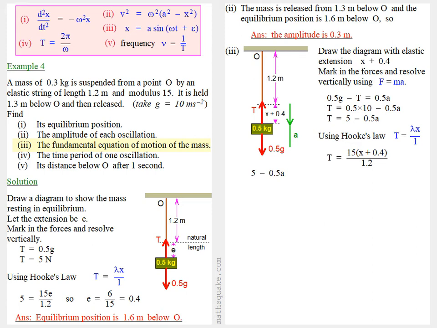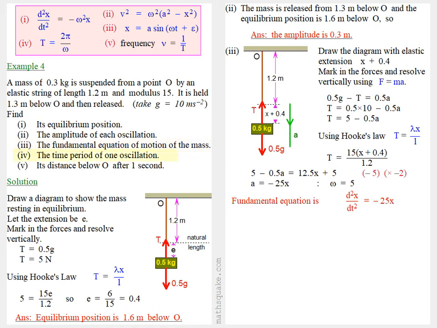Now T becomes 5 minus 0.5a, and on the right hand side 15 over 1.2 is equal to 12.5. So we have 12.5x plus 12.5 times 0.4, which is plus 5. Now we can subtract 5 from both sides and multiply both sides by minus 2. And that gives us a is equal to minus 25x. Now we know a is equal to minus omega squared x, so from that we have omega is equal to 5. So the fundamental equation is d2x by dt squared is equal to minus 25x.